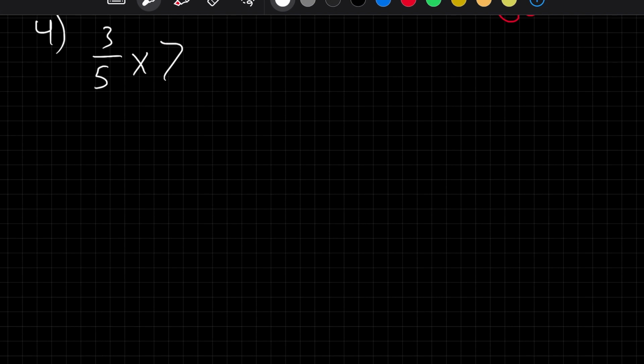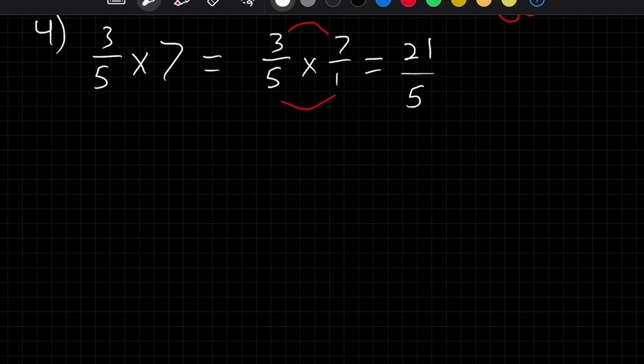Let's do a fraction times a whole number. 3/5 times 7. So this is the same as 3/5 times, what's 7 in fraction form? 7/1. Okay. So we multiply the numerators and the denominators against each other. So 3 times 7 is 21. And 5 times 1 is 5. Well, this is the improper fraction. We got ourselves a Dolly Parton here.